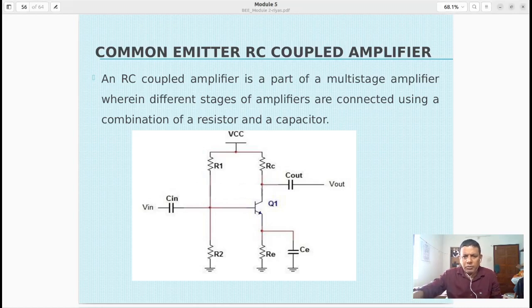And today we are going to discuss the common emitter RC coupled amplifier, or simply an RC coupled amplifier. This is the diagram of the RC coupled amplifier. In the last class we discussed biasing, and we saw the voltage divider biasing. The voltage divider biasing is used in the case of an RC coupled amplifier. This is the voltage divider circuit, and this is for biasing.